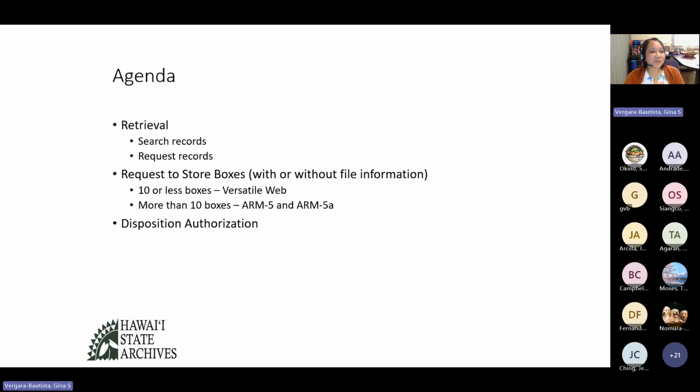This is our agenda for today. We are going to talk about retrieval. We're going to talk about how to search records, how to request records, and we'll talk about how to actually request to store records at the Record Center. And there are two ways to do it. We'll cover both ways. And finally, we'll talk about disposition, what happens to the records when they meet retention, and how you can go ahead and give us permission to destroy or to let us know if we need to hold on to those records longer.